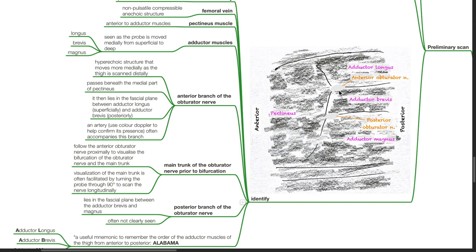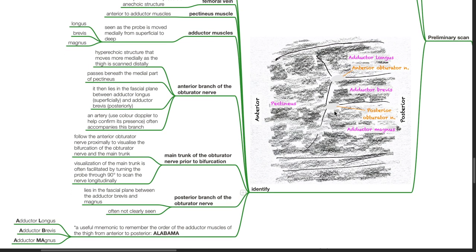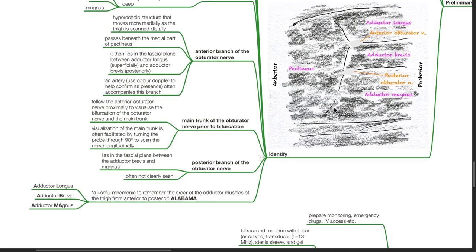The posterior branch of the obturator nerve lies in the fascial plane between the adductor brevis and magnus. It is often not clearly seen. A useful mnemonic to remember the order of the adductor muscles of the thigh from anterior to posterior is ALABAMA: adductor longus, adductor brevis, and adductor magnus.